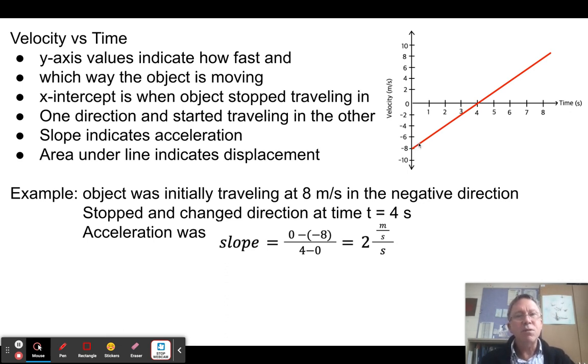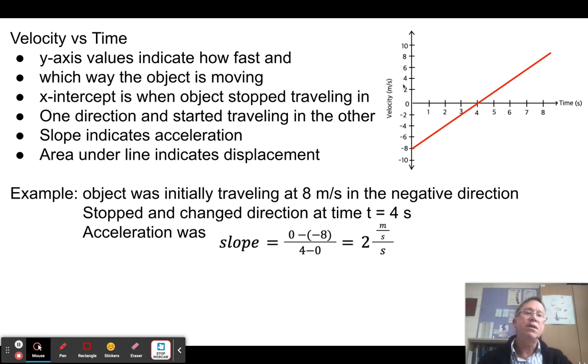I see as time goes by, I'm getting closer to 0. That means I'm slowing down. I was moving in the negative direction, but I'm slowing down. I stopped at this point in time because my velocity is now 0. And now I'm picking up speed in the positive direction. So this would be like, well, no, it wouldn't work here. Never mind.